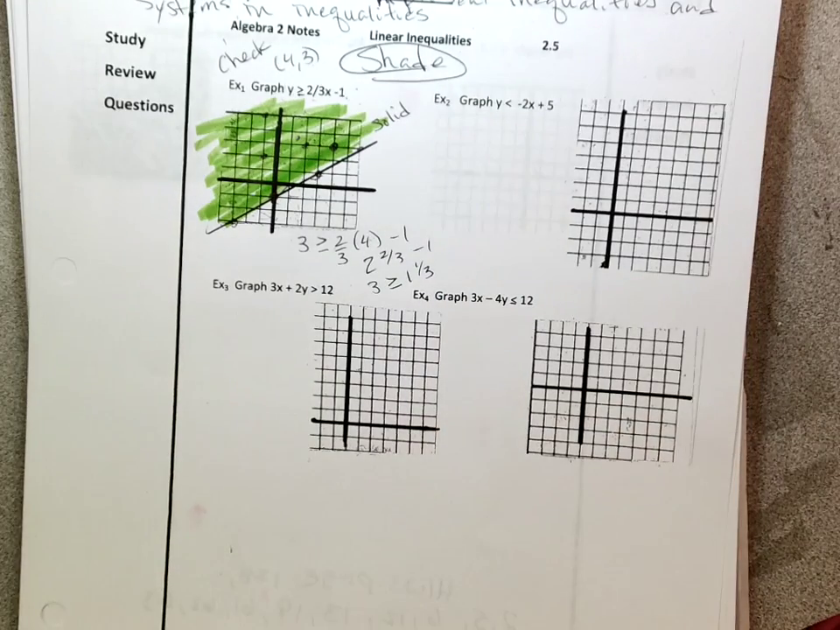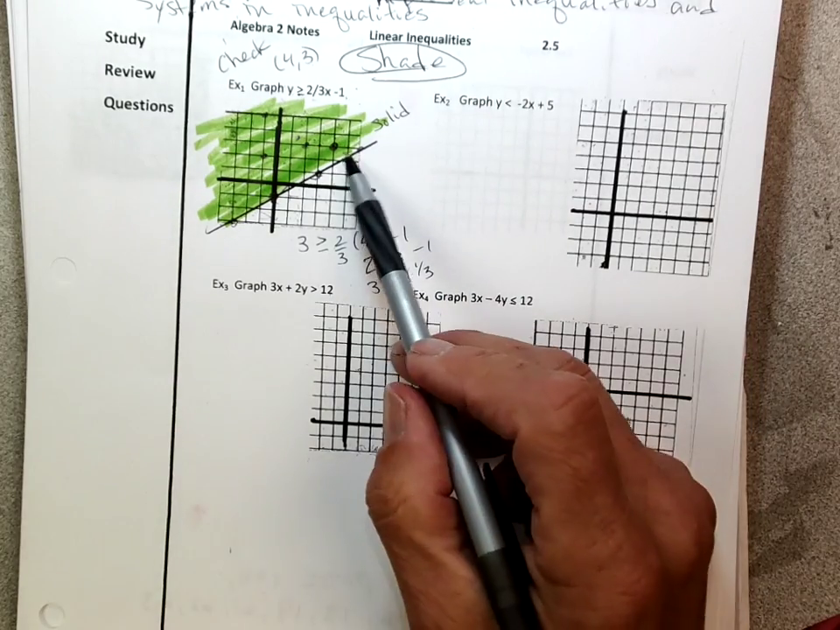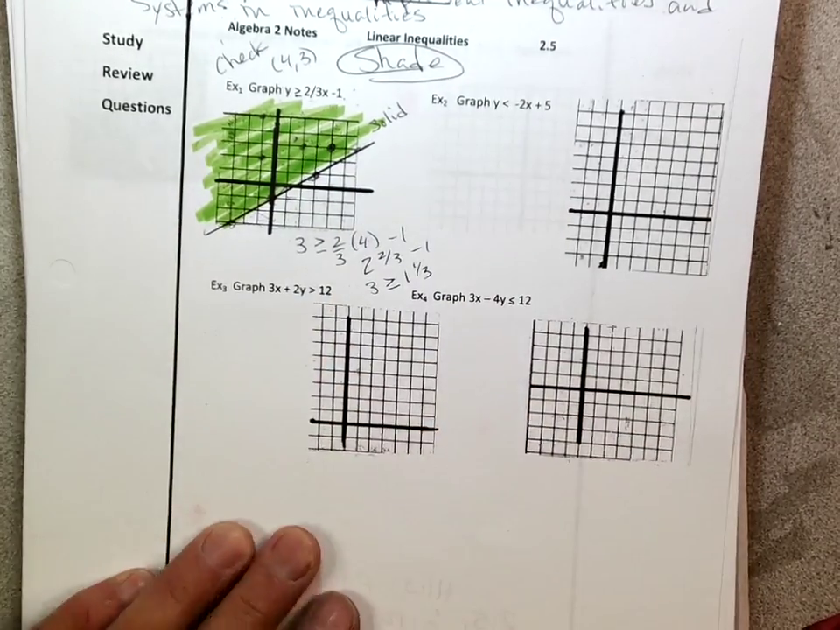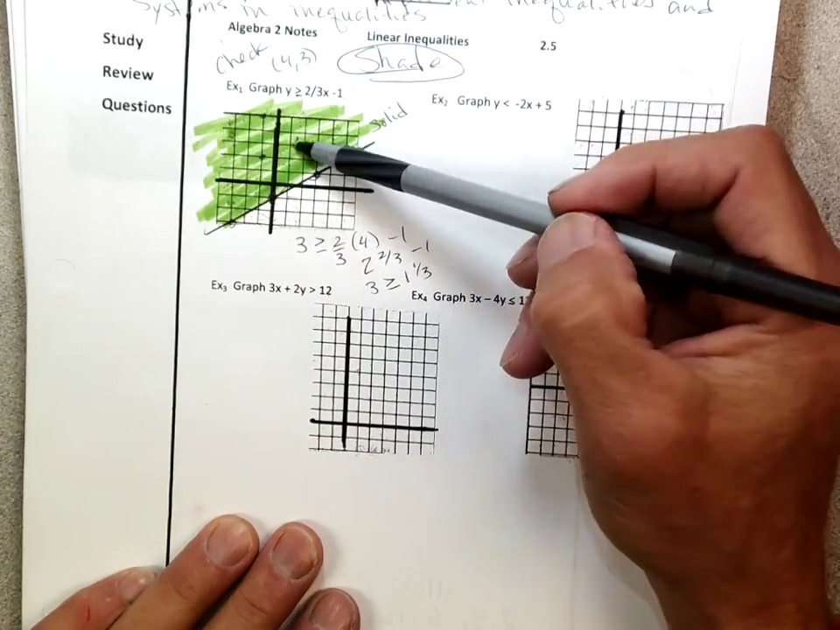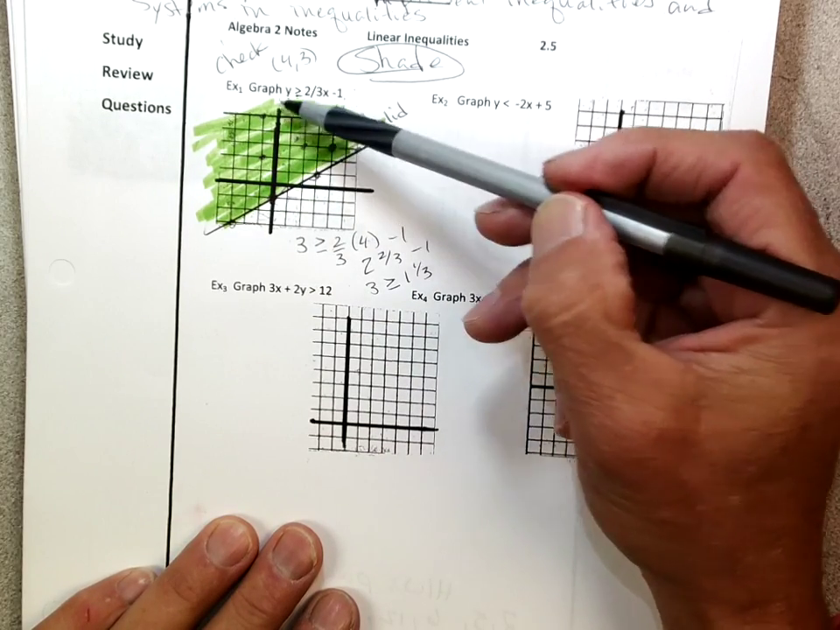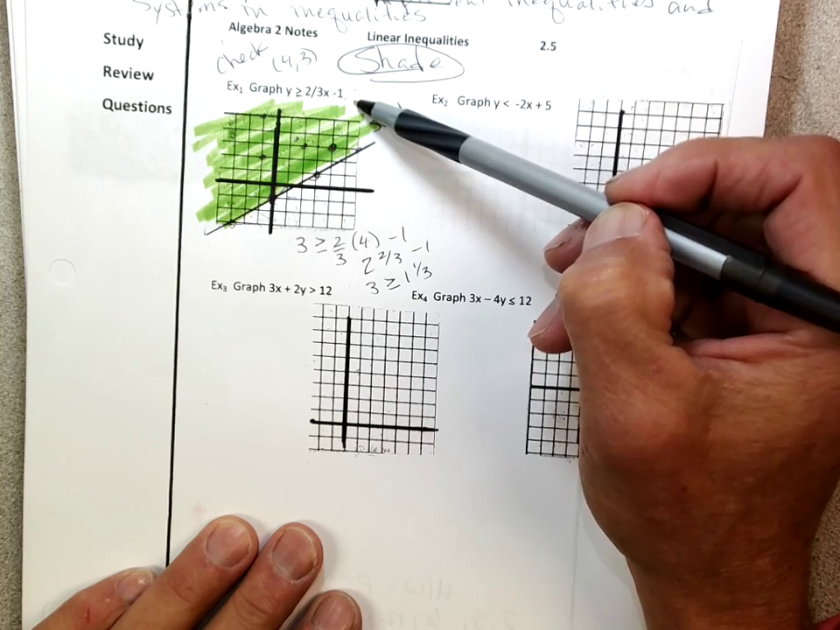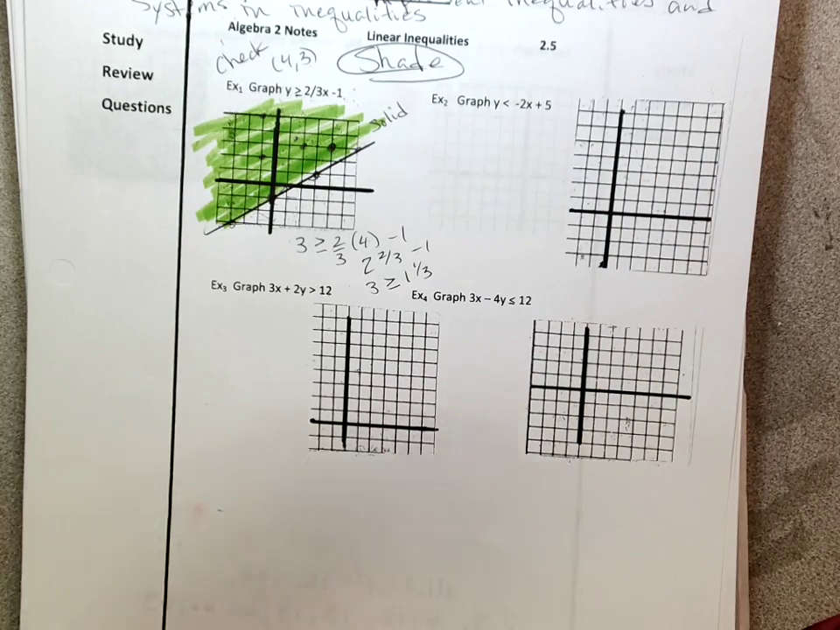Now we don't need to do that, because by shading, we've just shown all of these points. Every one of these points will work. It will make sure that y is greater than 2/3 x minus 1. Okay, easy?